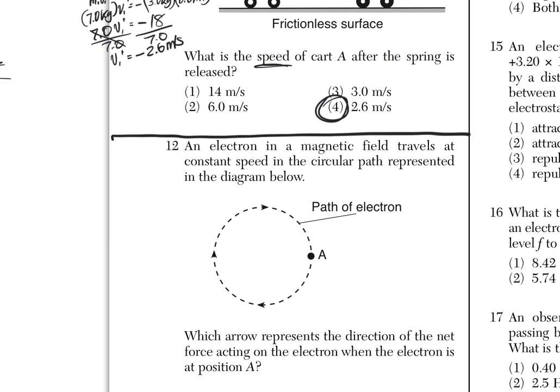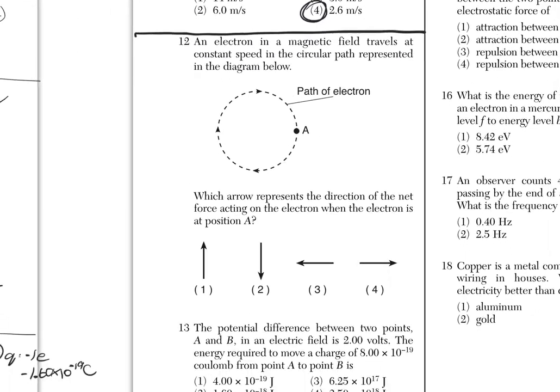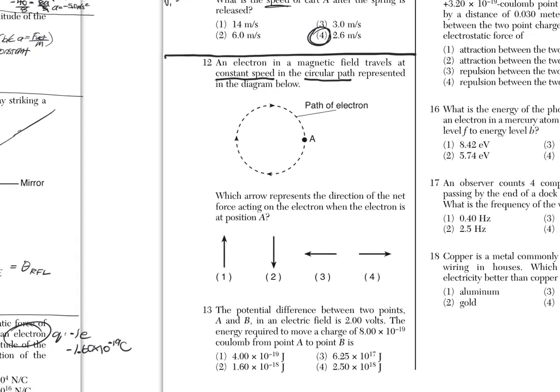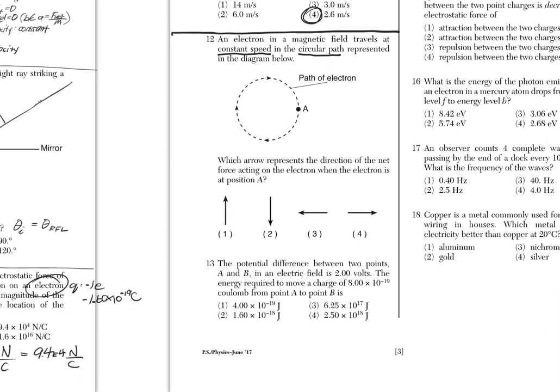Next question. We have an electron. It's moving in a circle in a magnetic field at constant speed in a circular path. So even though it's talking about electrons and magnetic fields, I think this is a circle question. What's the net force acting on the electron at position A? When in a circle, the net force on the object is equal to the centripetal force, and the centripetal force we know always points inwards.